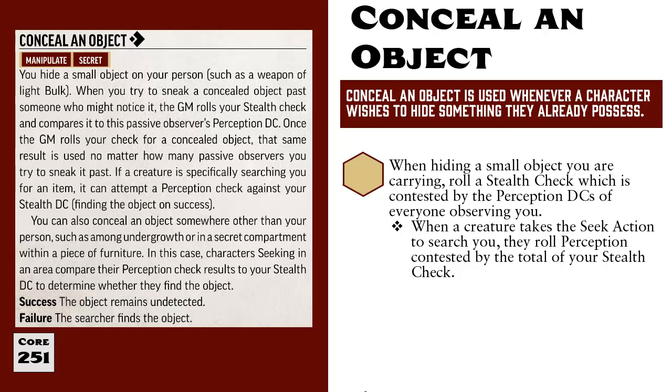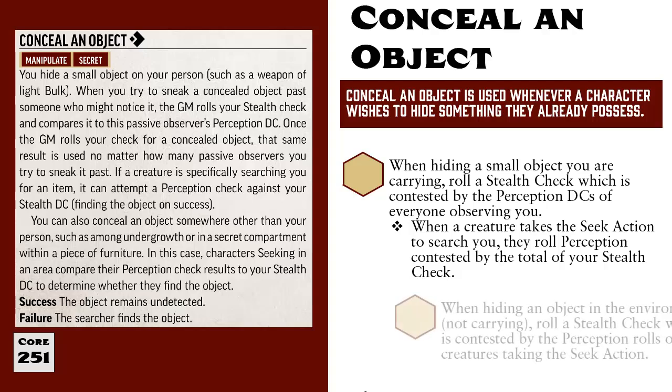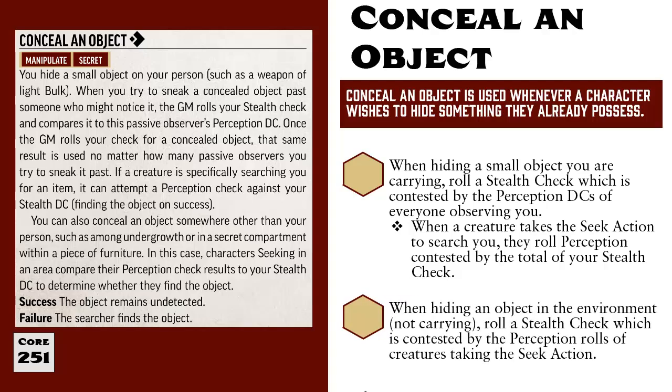This works much the same way when hiding an object in the environment instead of carrying it with you, except in this case you would not roll any stealth check. Instead, you spend one action to hide the object, and if anyone performs a seek action in that area, then their perception check will be challenged by your stealth DC. And note that Conceal an Object is for hiding something that you already possess. If you want to pick something up without anyone noticing that you're picking it up, you would use the palm an object application of thievery instead of using the stealth skill.